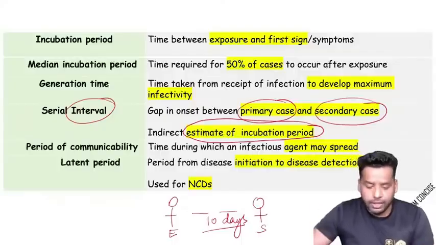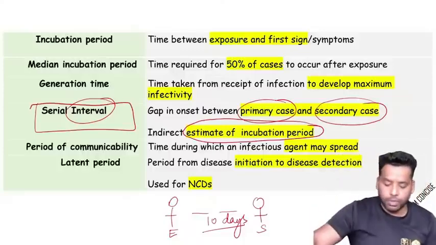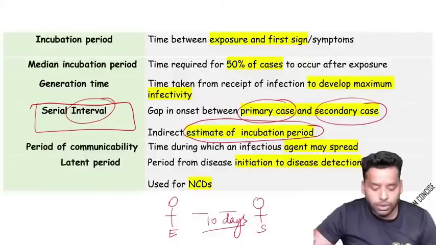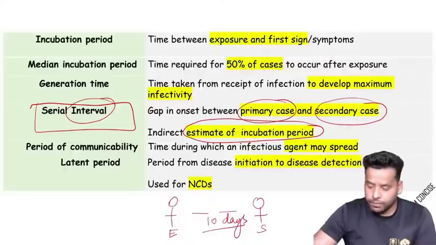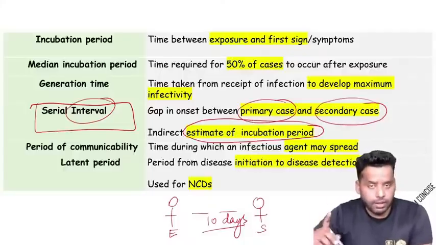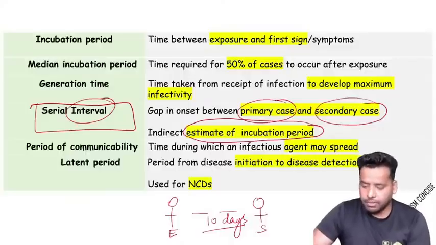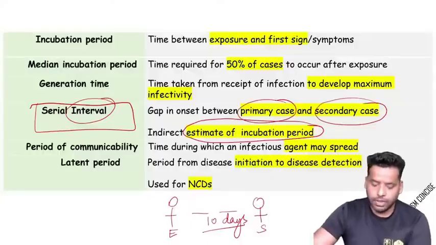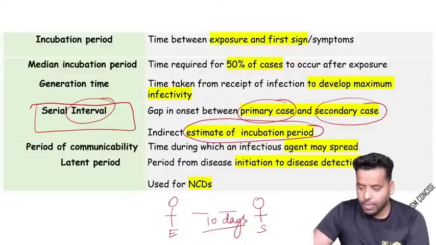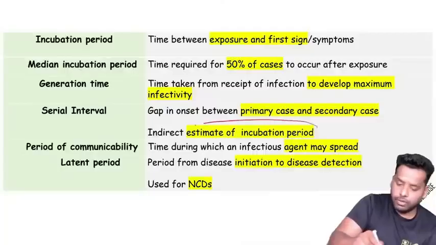So again my question is like this. A new disease will come. How to calculate incubation period? See the words properly. A new disease will come, any new disease will come. How to calculate incubation period? Yes, sir. Primary case, secondary case is very simple. Primary case means first case, secondary case means after that, which develops later. That is secondary case. Serial interval. Average of serial intervals will be an indirect estimate of incubation period.